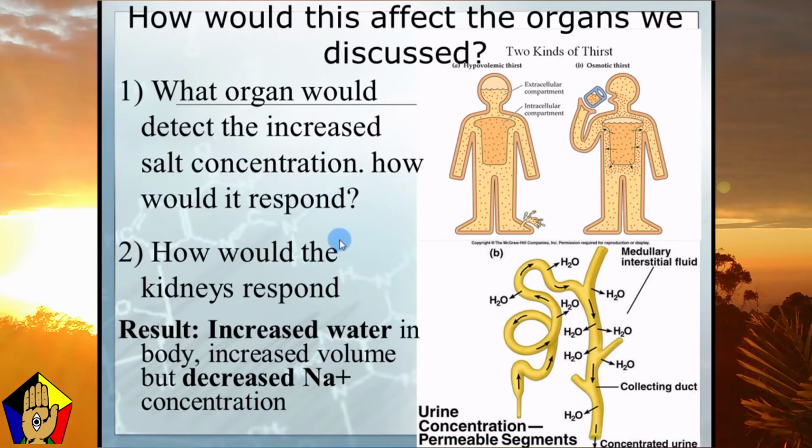So just think of the pathways. Think of the cell. What's going to happen to the cell? What's going to happen to the tissue? What's going to happen to the organs? So overall, the result is increased water in the body, increased volume, but a decreased salt concentration because you're trying to bring it back to isotonic.